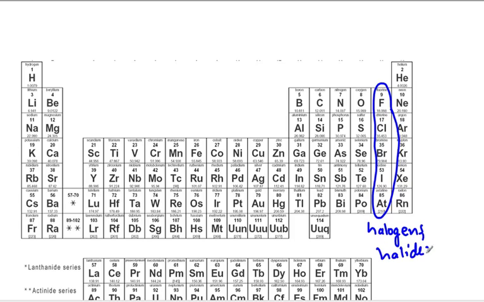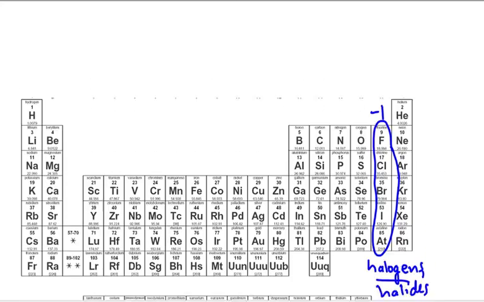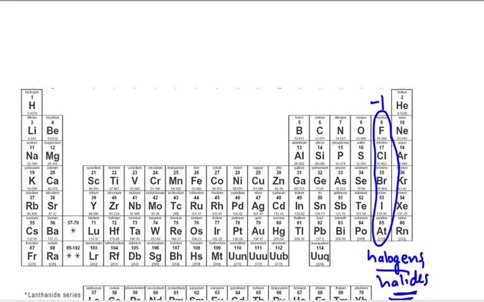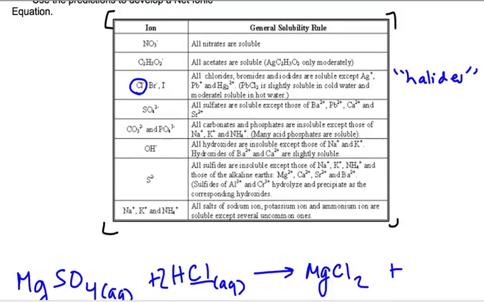Halides is their ionic form, their ion form, and the halogens are when they're in a pure state. And these are known as the halogens because they're -1 charge, all right there, and they're really close to being noble gases. You learned a lot about halides, and you're going to learn a little bit about them in this course as well. So all the halides are soluble, and then they have the exceptions right here: Ag plus, Pb plus, and Hg2 plus. And PbCl2 is slightly soluble in cold water and moderately soluble in hot water.